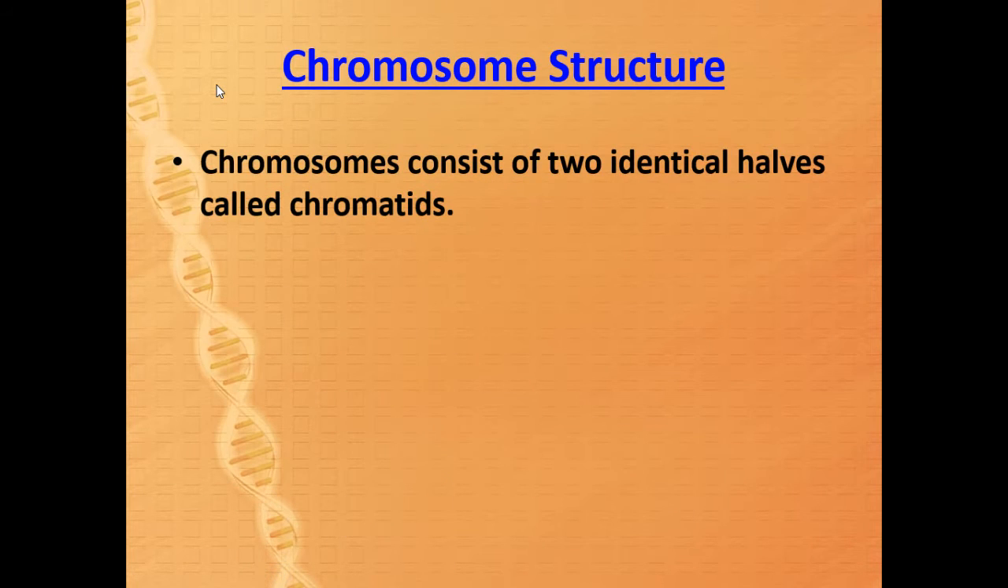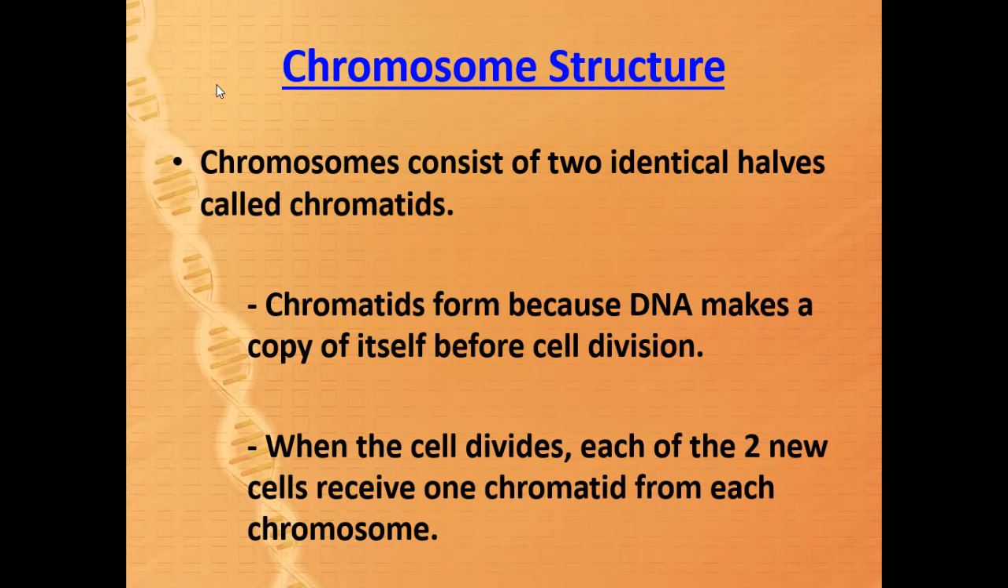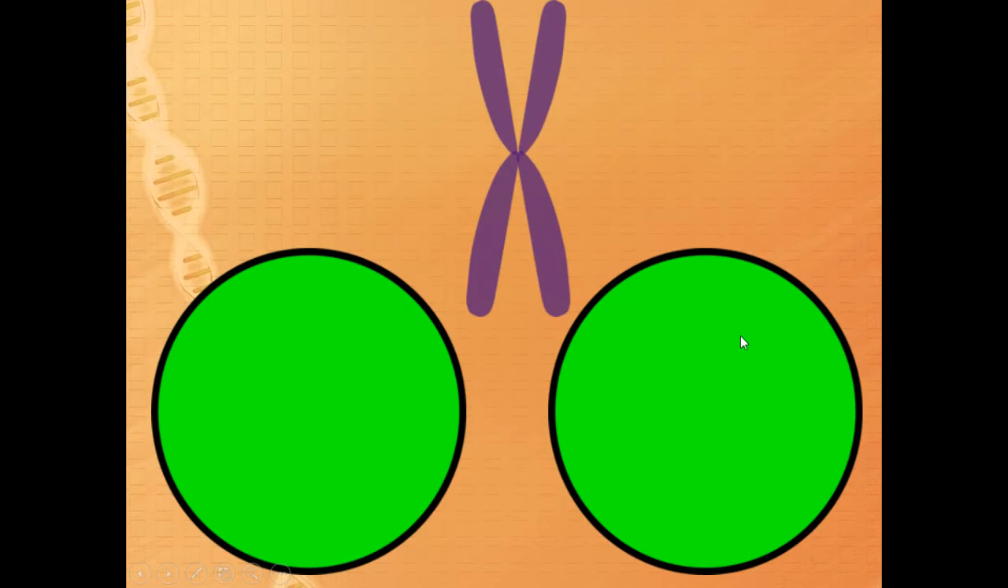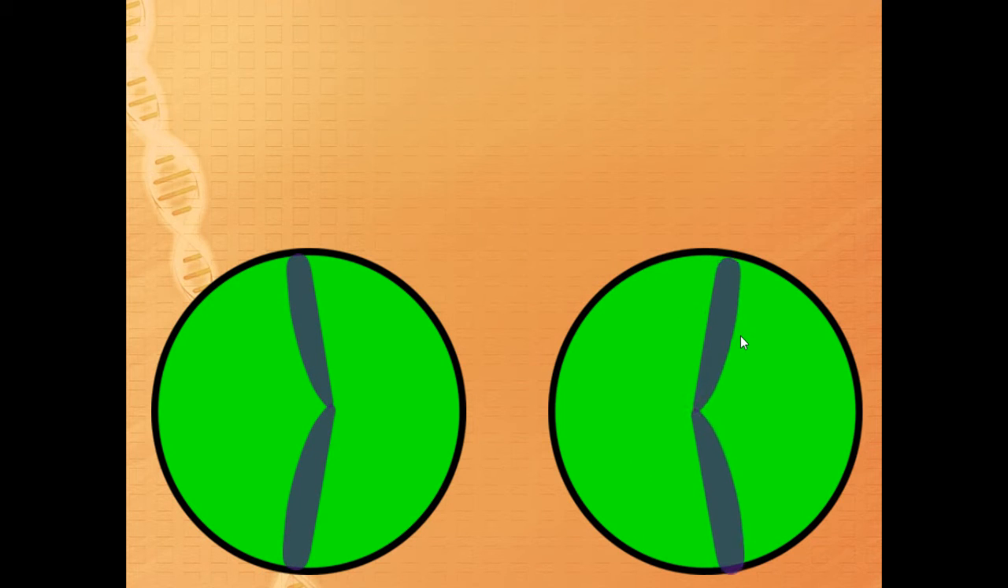Chromosomes consist of 2 identical halves called chromatids. Chromatids form because DNA makes a copy of itself before cell division, and when the cell divides, each of the 2 new cells will receive 1 chromatid from each chromosome. So here's a chromatid, unduplicated. It's going to go through DNA replication, and it's going to have an exact copy of itself on the other side. So here we can see that the chromosome has split apart, and it's now going into each of the 2 daughter cells. So each cell should have the same type of DNA.